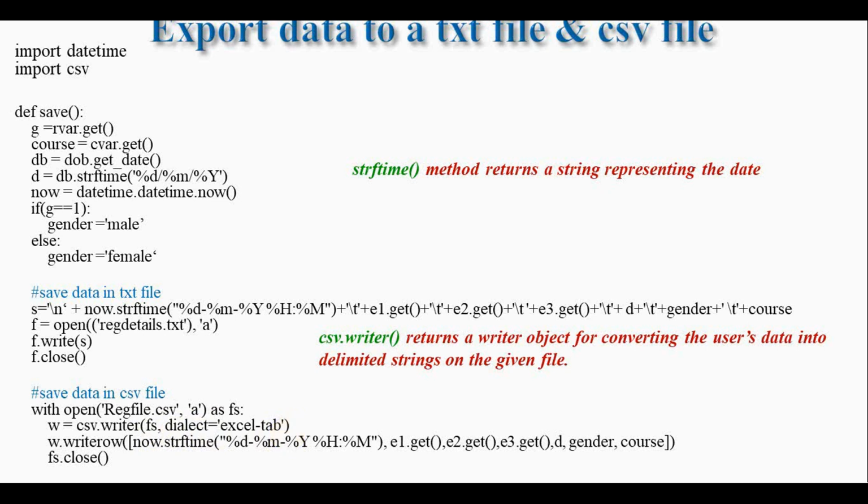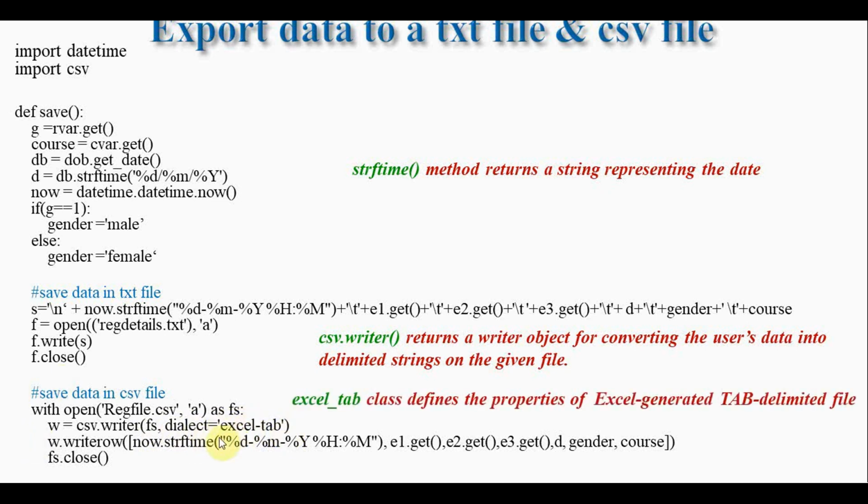This excel tab is a class. It means the properties of the excel generator and a tab delimited file. We need not give the tab specification explicitly here. When you use excel tab, the tab will be given as such. Then we have the writerow method. It will write a row of data into the specified file. The specified file is mentioned as fs. We are going to write using that writer object.